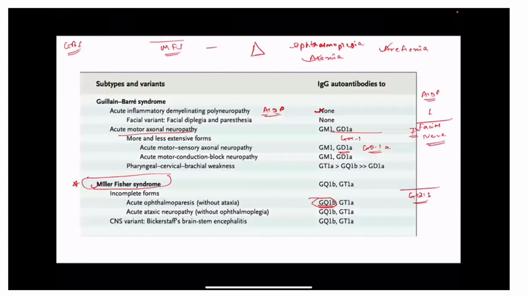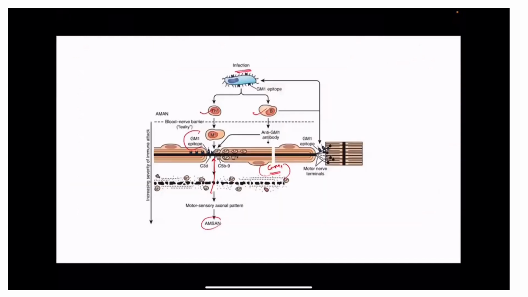GQ1B antibodies. So now to recapitulate, let's discuss AIDP. There is no name for its antibody. AMAN, AMSAN, I told you the names of those antibodies. Which are those antibodies? GM1 and, which is the other antibody? It is GD1a. So these antibodies are for AMAN and AMSAN.